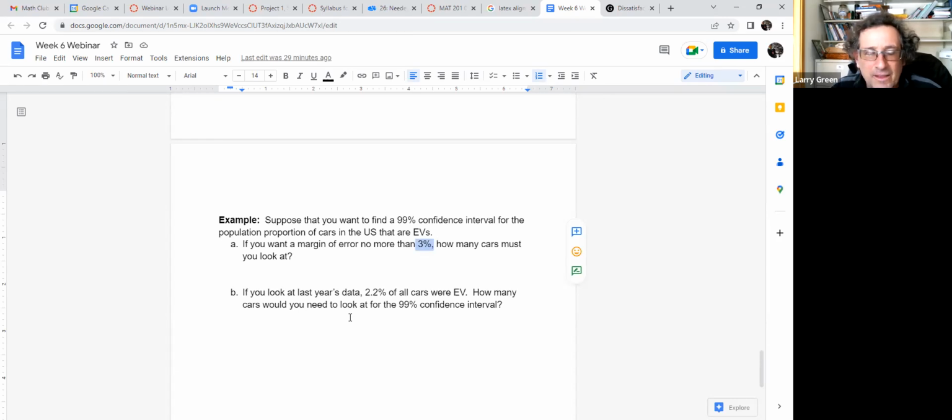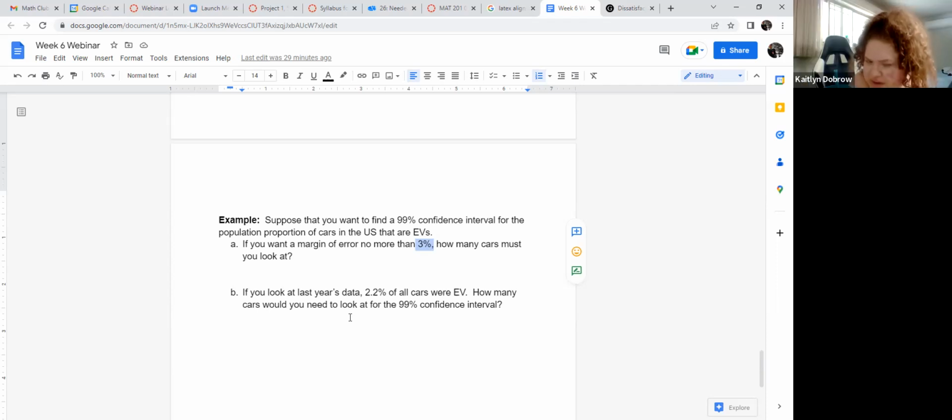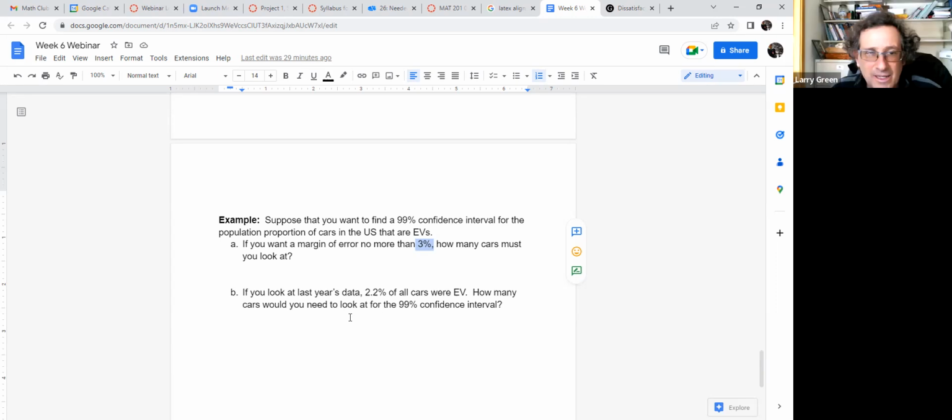Okay. How is part A different than part B? There's no margin of error. No, we're using the same margin of error, no more than 3%. So that should be pretty obvious.